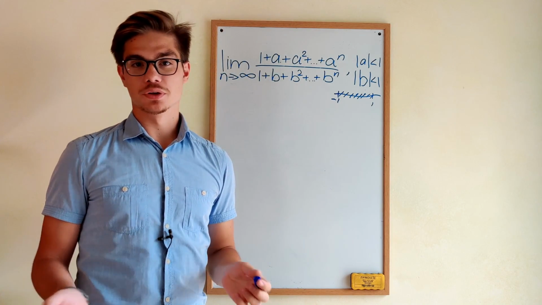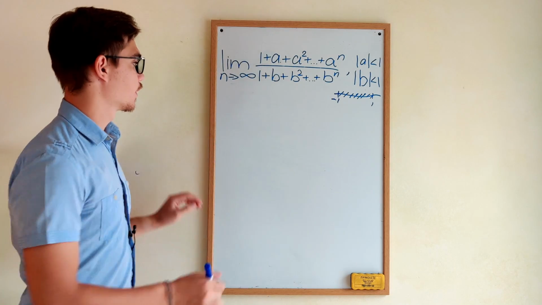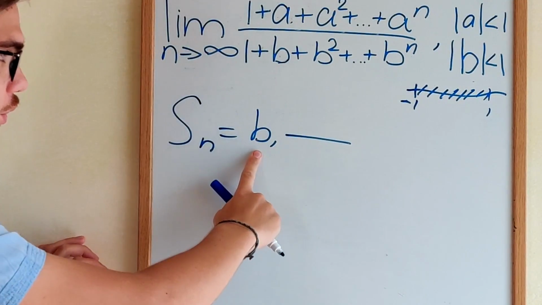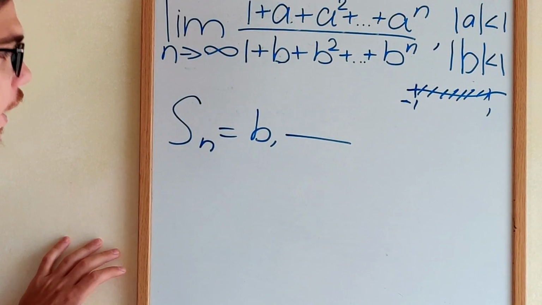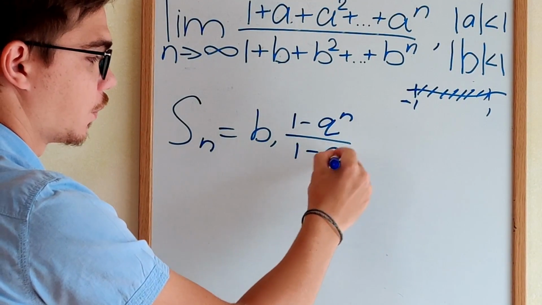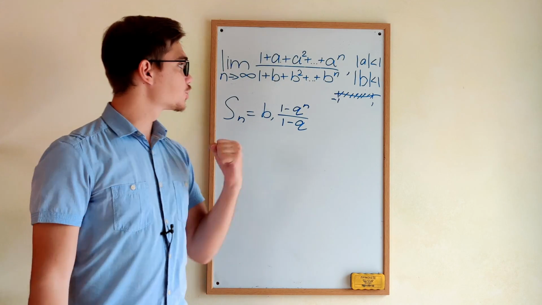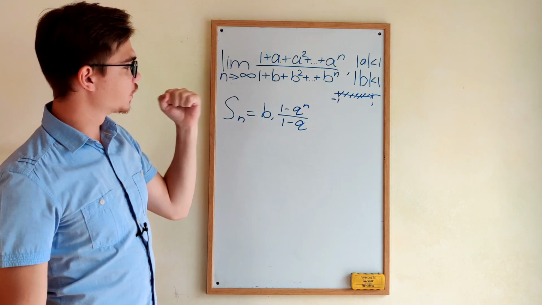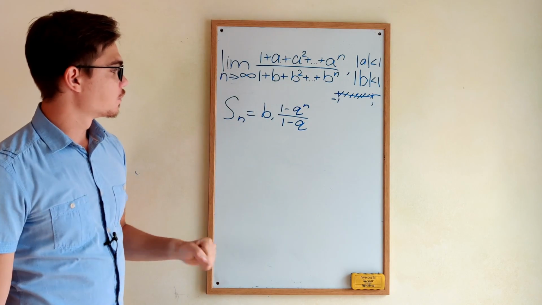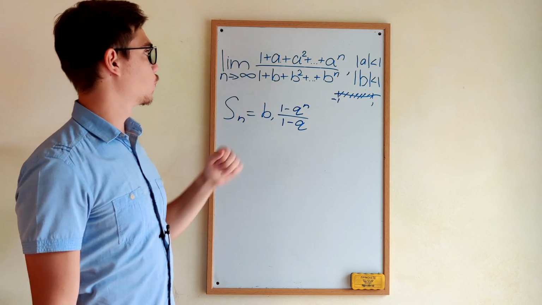And we have the formula for the sum of the first n terms of a geometric progression. It goes as follows. We have b1, which is the first term of the sum, times the fraction 1 minus q to the power of n divided by 1 minus q. So what is q? q is the number that we multiply by each time. So in the first case, q is a, and in the second case, q is just b. b1 in both cases is just 1, because we start at 1.